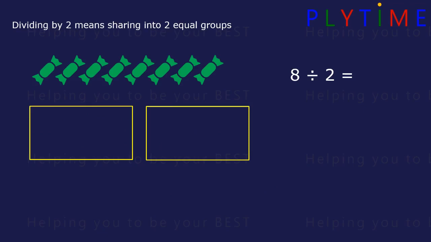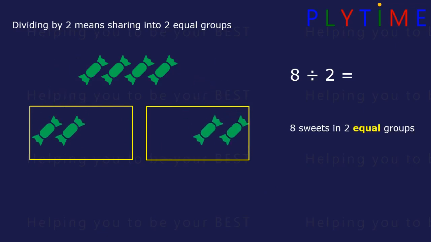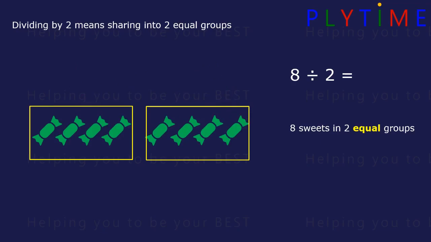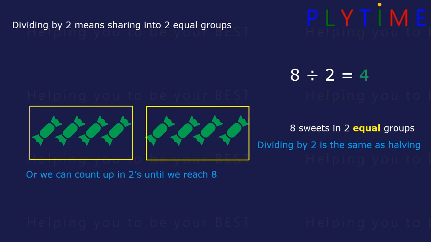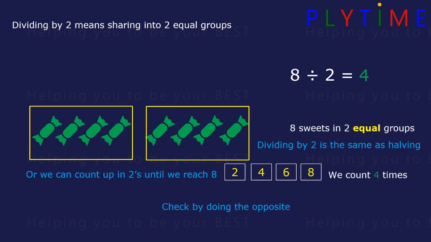Dividing by 2 means sharing into 2 equal groups. If we have 8 divided by 2, or 8 sweets in 2 equal groups, how many have we got in each group? We've got 4. Dividing by 2 is the same as halving. Or we could count in twos until we reach 8. 2, 4, 6, 8. We count 4 times. We can check by doing the opposite. 4 times 2 equals 8, so that's right.